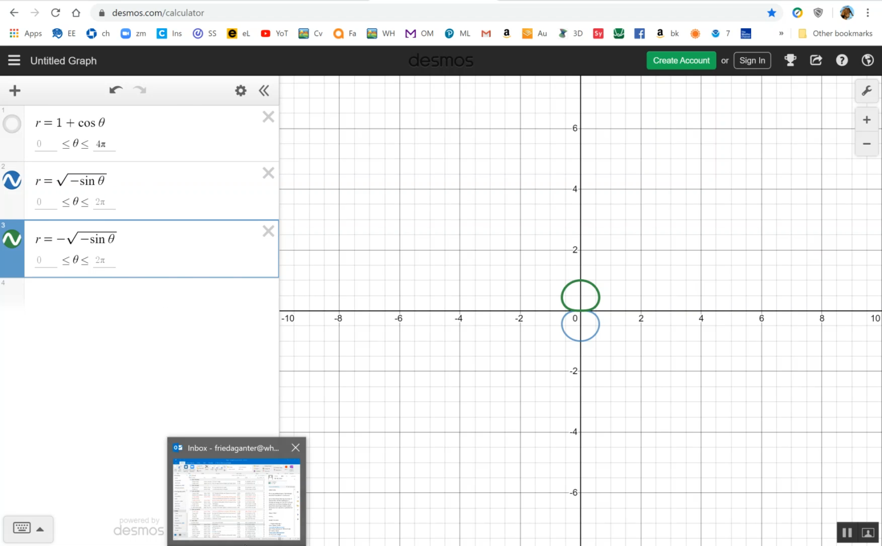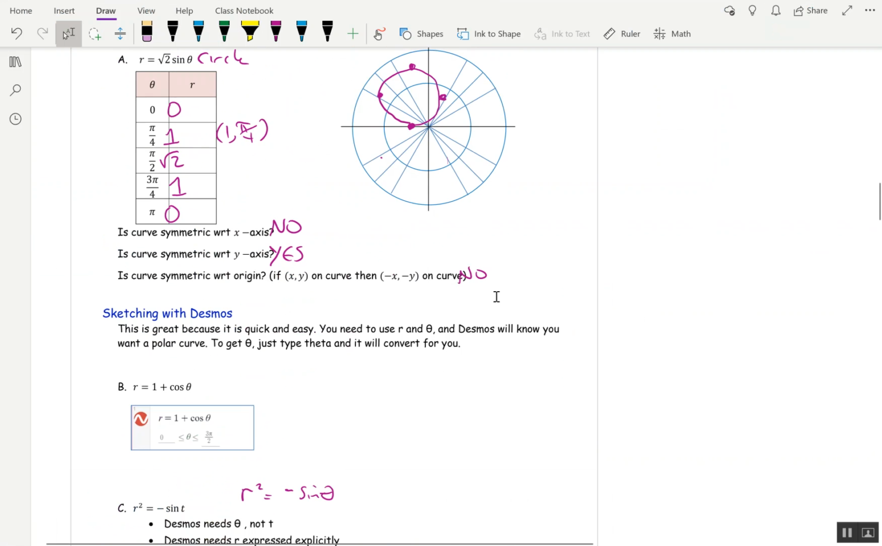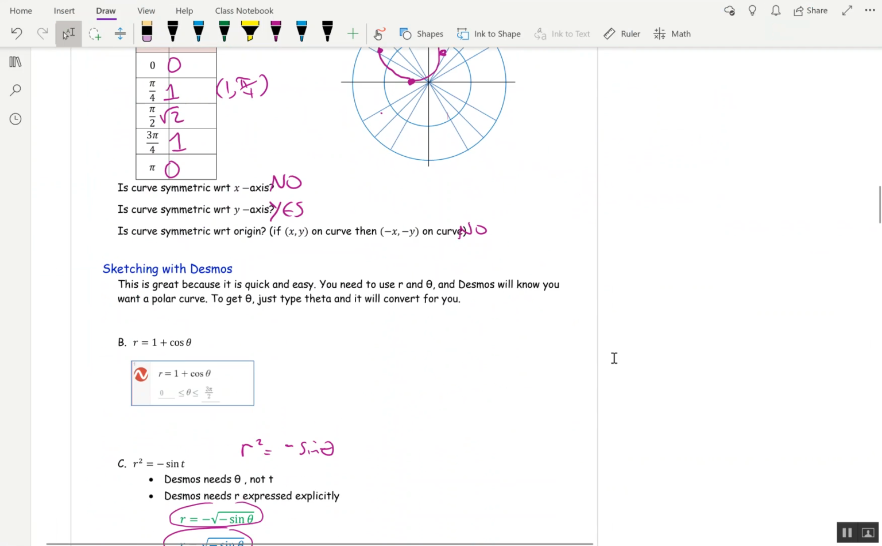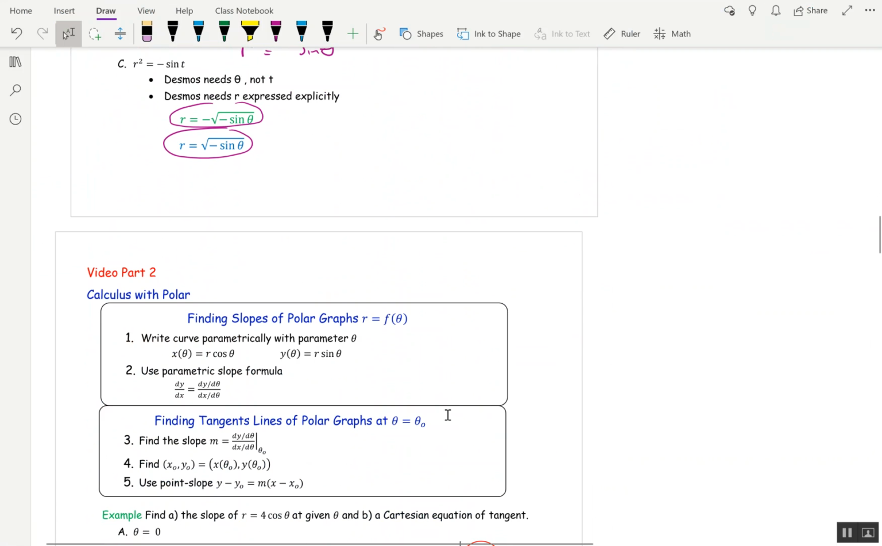So it's great. You're not cheating by using Desmos. Use it for your homework. Use it and enjoy it. The only ones I want you to know how to do by hand are the circles. All right, so in the next part of this video, we're going to talk about slopes and tangent lines.